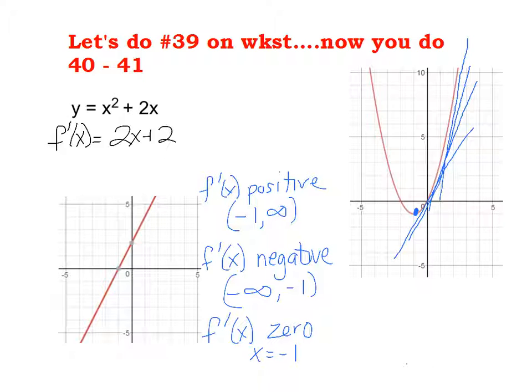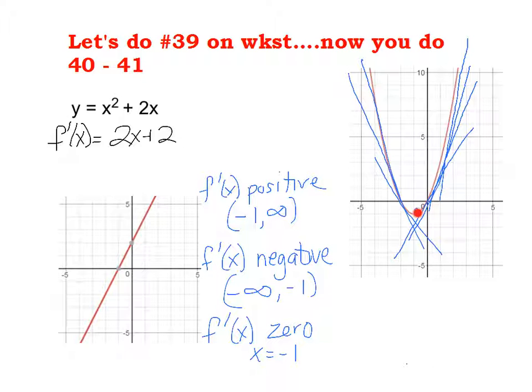if I were to come over here, all of these tangents, these all are decreasing, so they have a negative slope, and they're all the ones that are from negative infinity to negative 1. Now that's all fine and dandy. So this kind of helps us know when the function is increasing and decreasing, but this is the spot we really care about. This is your minimum. That's one of those critical points we were talking about.